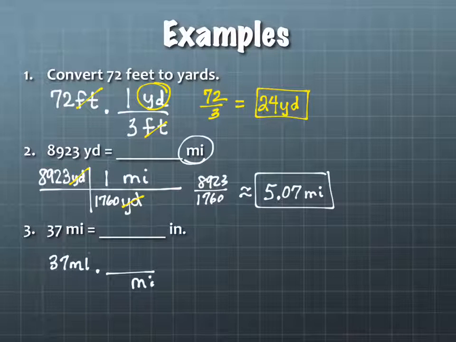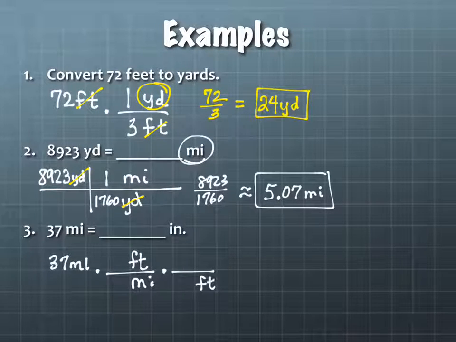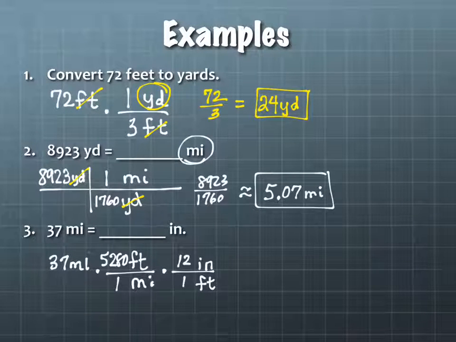What's my intermediate? Feet. So if I went from miles into feet, and then from feet into inches, then both of those ratios, those equalities, are in the box and I can use them from the previous slide. So what's the correspondence between feet and miles? Okay, 5,280 feet in 1 mile. And then what's the correspondence between inches and feet? 12 inches are in 1 foot.